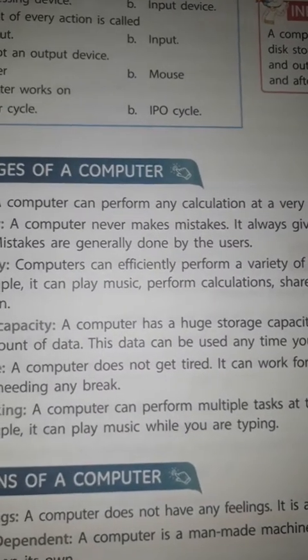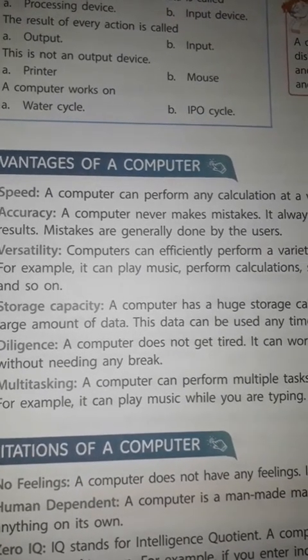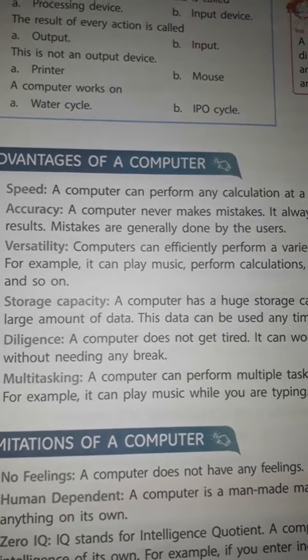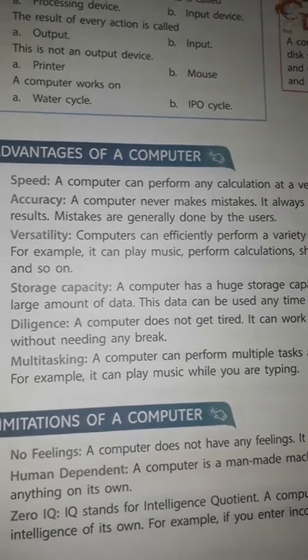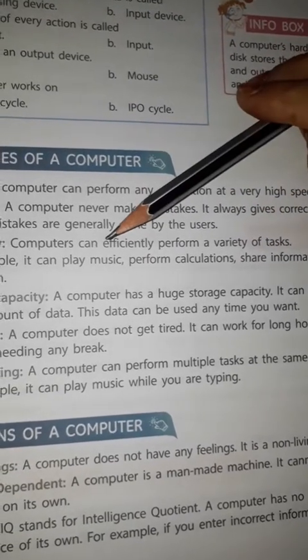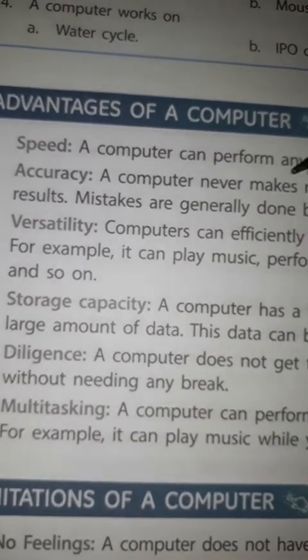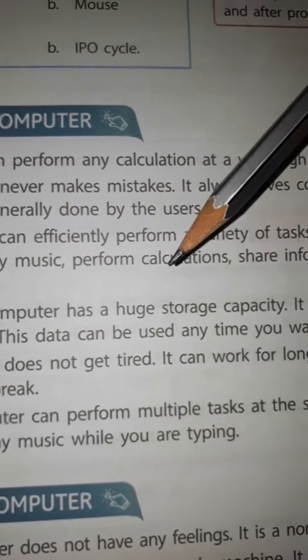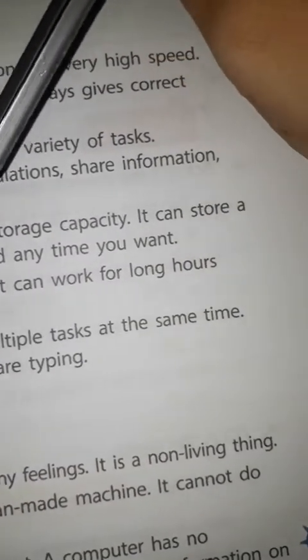You see, children, so many times mistakes are given, and sometimes you see a print mistake, but those mistakes are done by the users, not by the computer. And versatility: computers can efficiently perform a variety of tasks. For example, it can play music, perform calculations, share information, and so on. See children, the next is storage capacity. A computer has a huge storage capacity. It can store a large amount of data. This data can be used anytime you want.